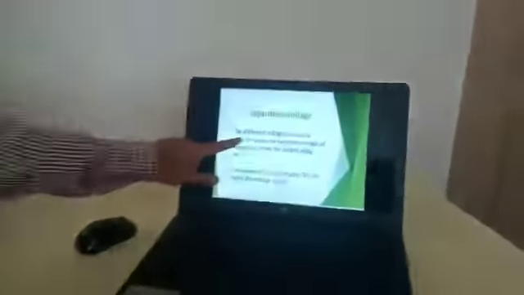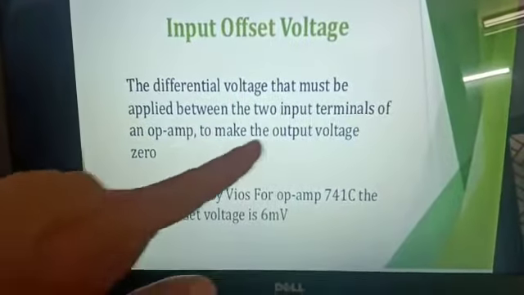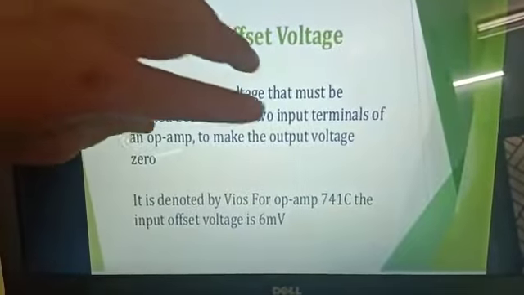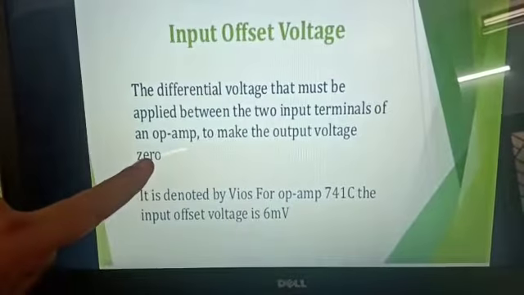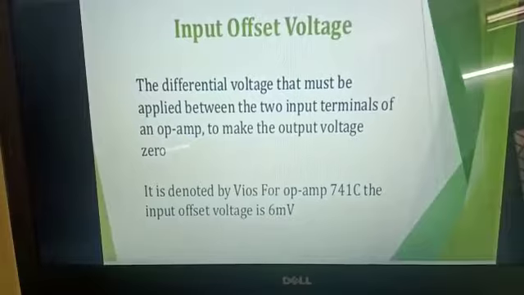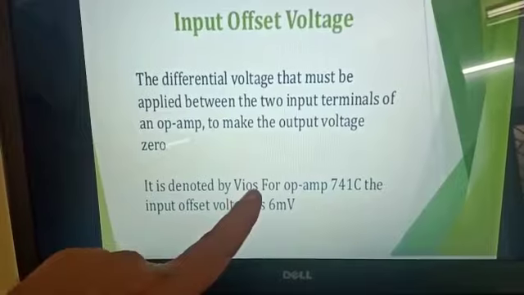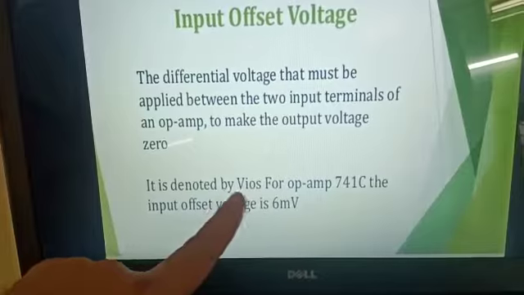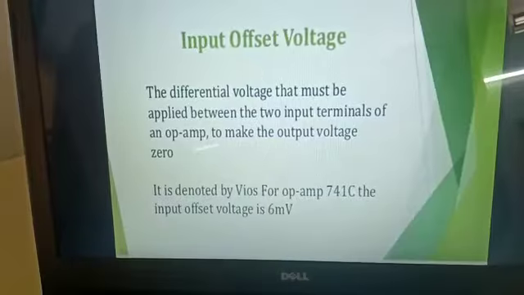The first one is input offset voltage. It is the differential voltage that must be applied between the two input terminals of an op amp to make the output voltage 0. That is called input offset voltage. It is denoted by VIOS. VI stands for input, O stands for offset. The input offset voltage VIOS of an op amp 741C is nearly 6 millivolt.